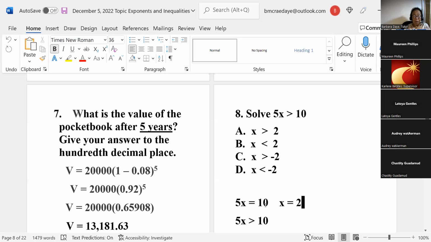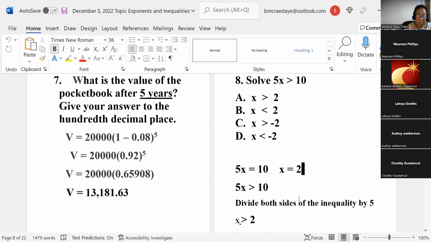Okay, now for inequalities, it's the same thing, except it's an inequality. 5x greater than 10. Divide both sides by 5. But you don't have an equal here. You just keep that inequality sign. So 5x divided by 5 is just x. And then 10 divided by 5 is 2. So your answer will be x greater than 2. Got it? I think so.